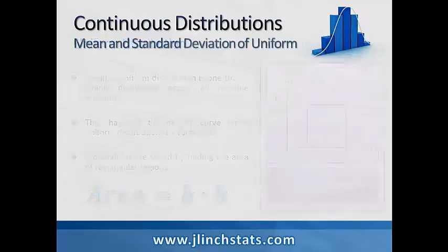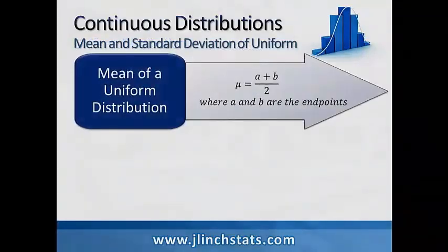and we can find the area of that shaded region, which is simply base times height. Now, the mean of a uniform distribution is (a + b)/2, where a and b are the endpoints of my distribution. All uniform distributions are defined by their endpoints. That is, the lowest possible minimum value that the random variable can take on, and the highest possible maximum value. If we average those two values, we come up with the mean of our uniform distribution, which will be located right at the center between the two endpoints.